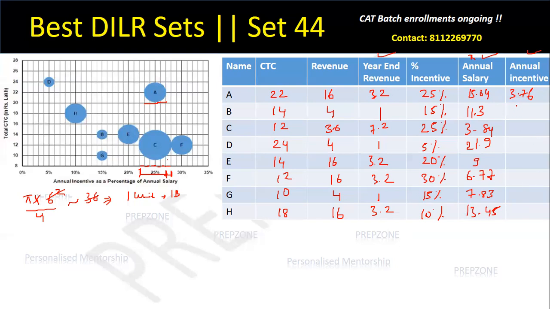Just a percentage multiplication. This is nothing but 1.7. This is nothing but 0.96, 1.09, 1.803, 1.17 and 1.35. So I think I have filled the entire table. Now I can directly jump onto the question.